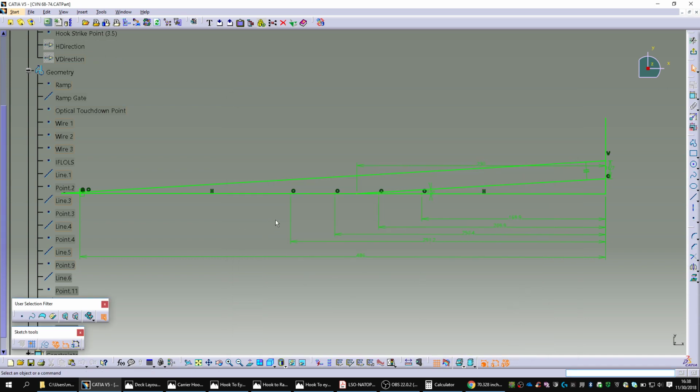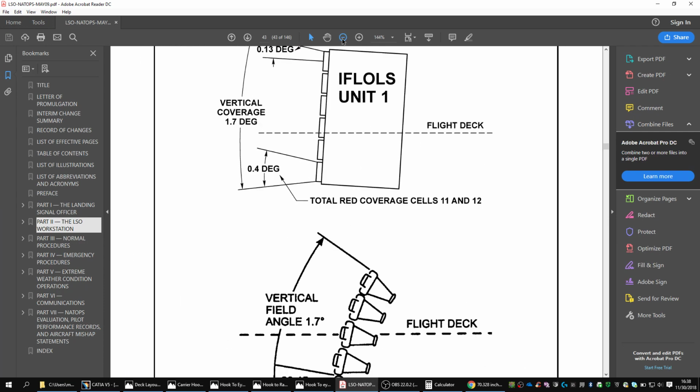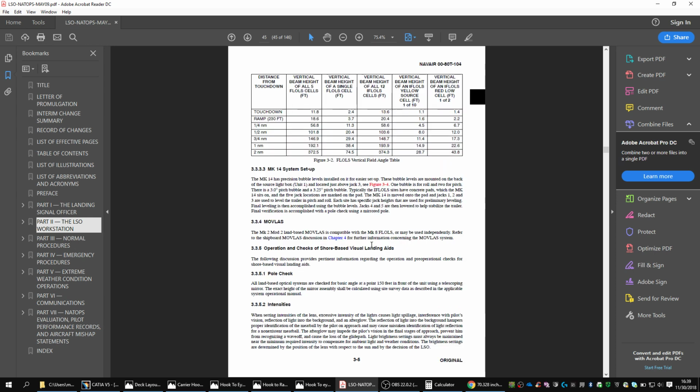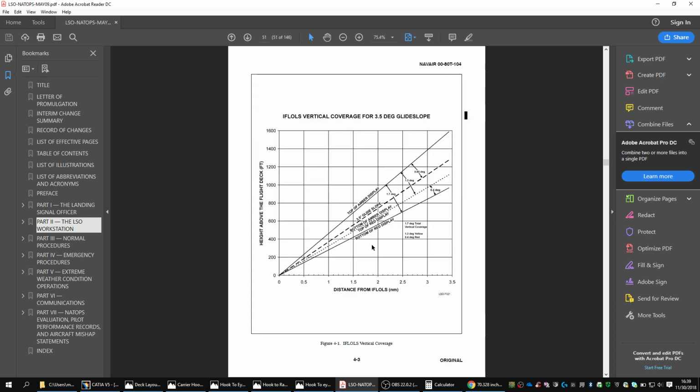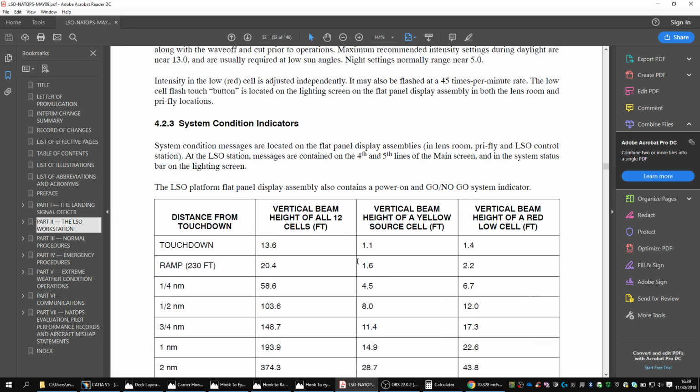All right. Well, now what do we need to know? Well, I kind of want to confirm some things, confirm some understanding of the LSO NATOPS here. So I don't have direct data for the IFLOLS, but what I do have is this right here. This table is pretty handy. This table is even more handy though. And here's why I think why.